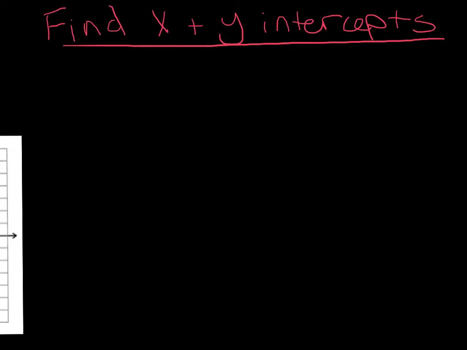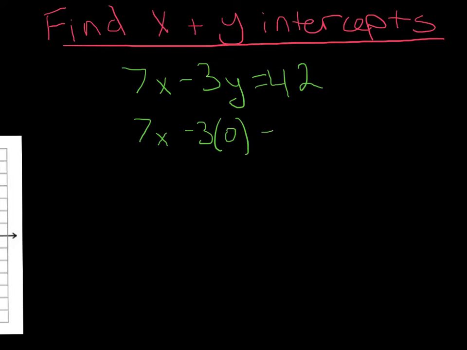we can then say if we have this equation, 7x minus 3y equals 42. If we want to find the x-intercept, we know the y equals 0, so we can plug in 0 for y. And then it becomes a one variable equation that we know how to solve. So 7x, 3 times 0 is 0, equals 42.